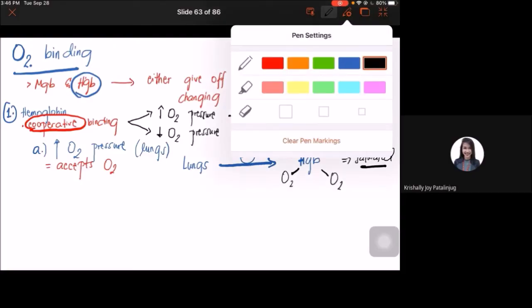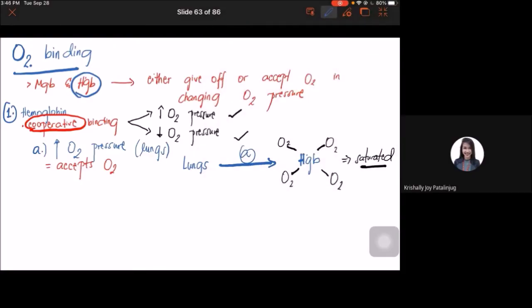Okay, hemoglobin will be saturated. Saturated meaning full pack ngayon yung hemoglobin, fully filled with oxygen. So yung realization natin dito, for hemoglobin to acquire saturation, it requires high oxygen pressure. So yan yung behavior ni hemoglobin kapag mataas oxygen pressure. Marami yung oxygen in the environment.